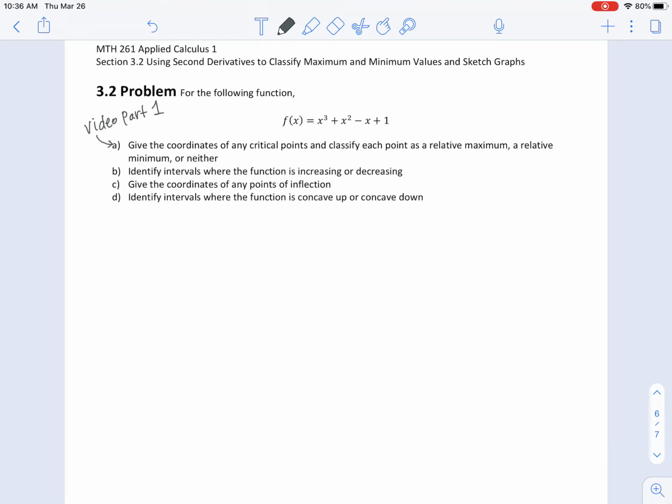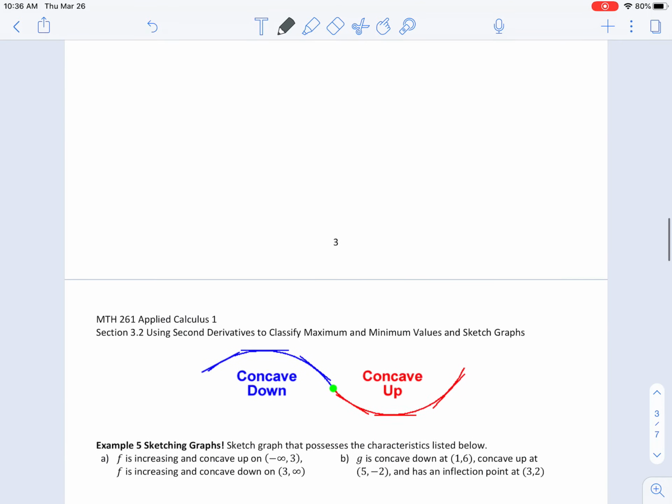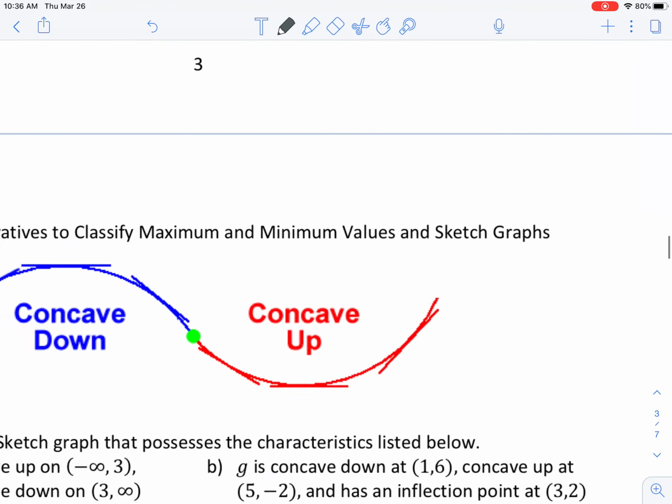Video part 1 will help you on A and B. And what I'm about to do right now is going to help you on C and D, okay? Alrighty, let's get started. Let's talk about this concavity.